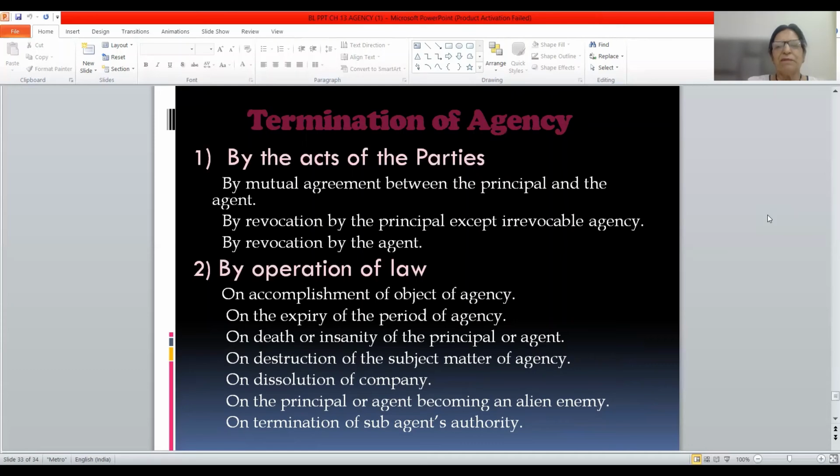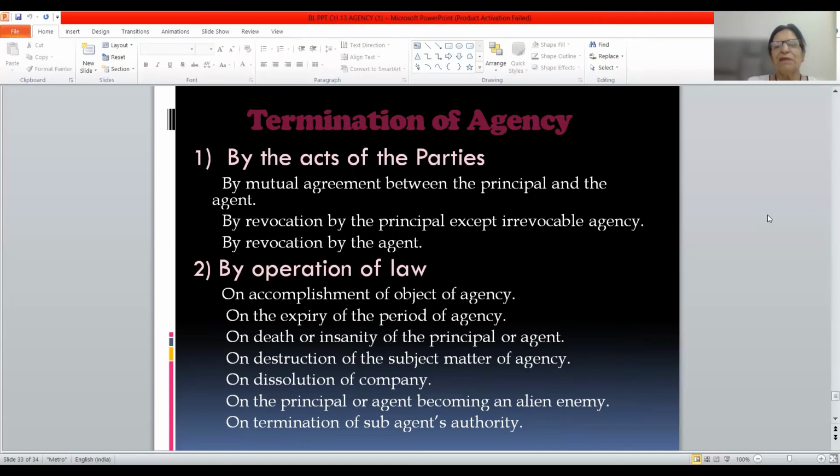By revocation by the principal, except irrevocable agency. Principal revokes his authority. It doesn't mean, friends, authority once assigned cannot be revoked. It can be revoked, except irrevocable agency. Friends, remember, there are certain cases where the agency becomes irrevocable. It cannot be revoked. Say, authority has been assigned and it has been partly exercised by the agent.